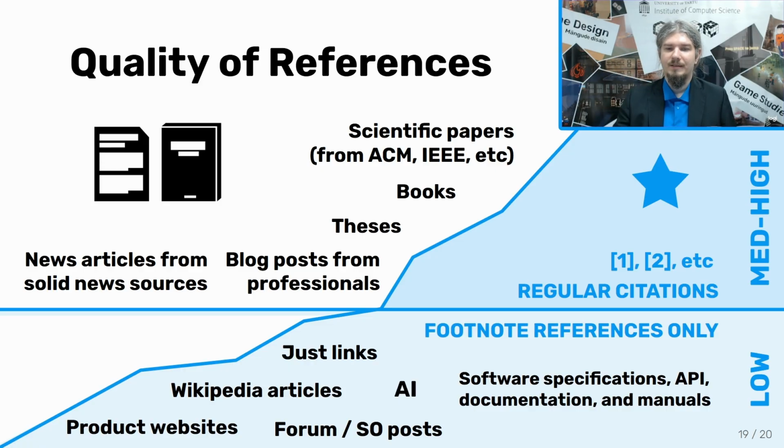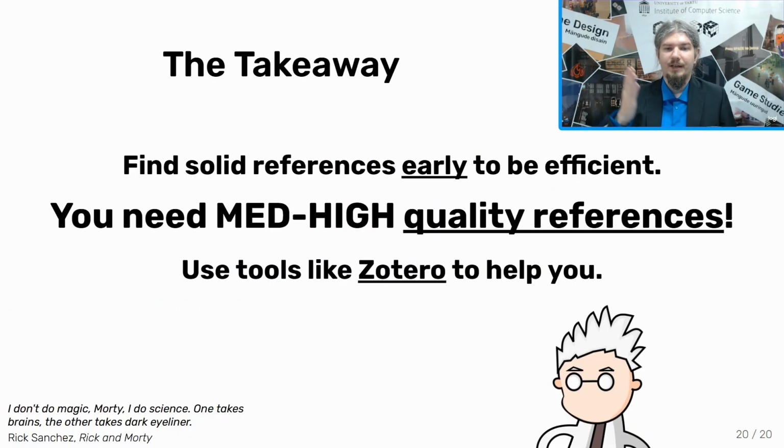And with strong references, again, if all of your regular citations are just blog posts from professionals, then that's also weak. So when you're finding the references, you can have those blog posts, it's completely fine, or you can have those news sources, but you should also include some books or scientific papers or some more fundamental and more recognized bodies of knowledge. So the takeaway here is find solid references, and I would recommend you to find them early to be efficient.